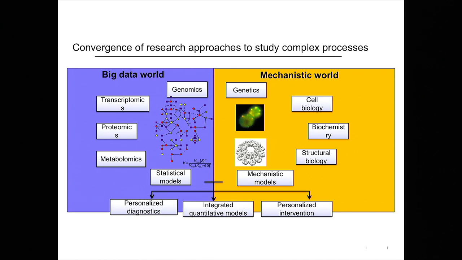So from this and other such studies, we conclude that if we really would like to arrive at integrated quantitative models, which are clearly critical for personalized diagnostics, personalized intervention in the field of personalized medicine or medicine in general, or for that matter, for basic biology, then we cannot do this simply at the statistical level or in the big data world. We of course can get hints, we can get associations, but as I showed in this last example, we can then learn a lot more when we can translate the insights from these large-scale data into mechanistic models or detailed analysis, for instance, also at the structural level or biochemical level.